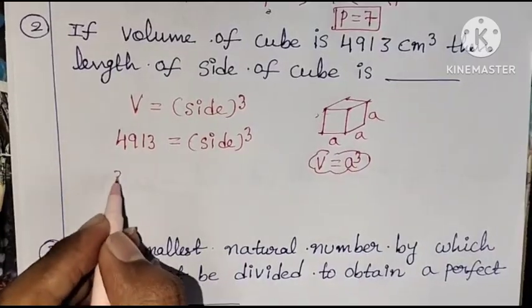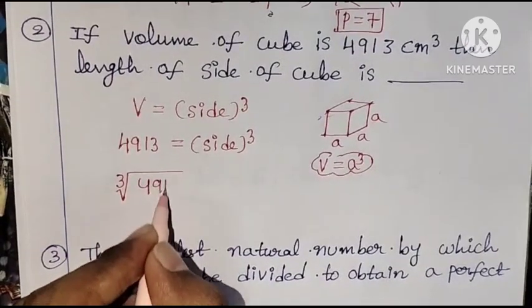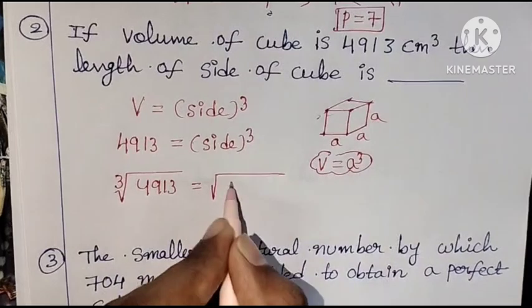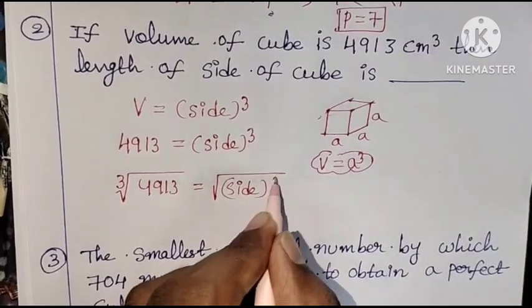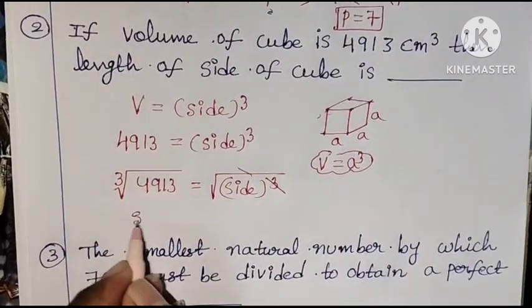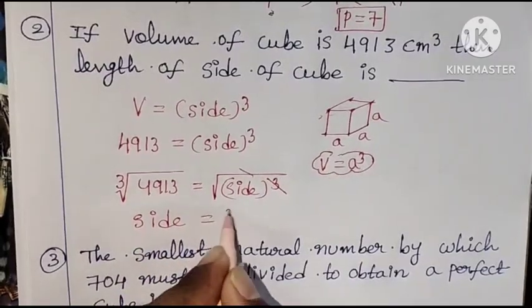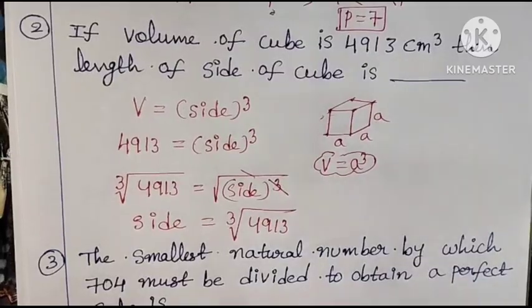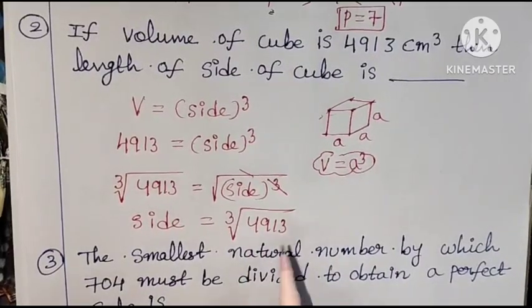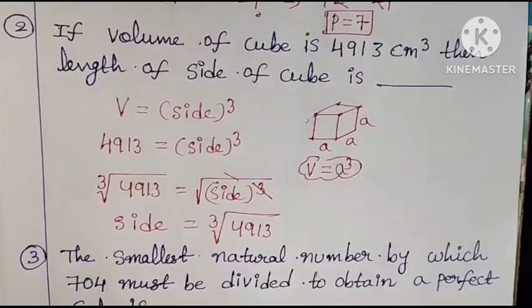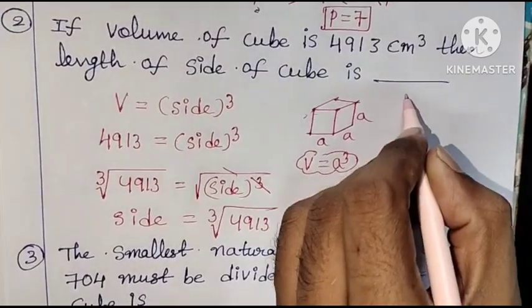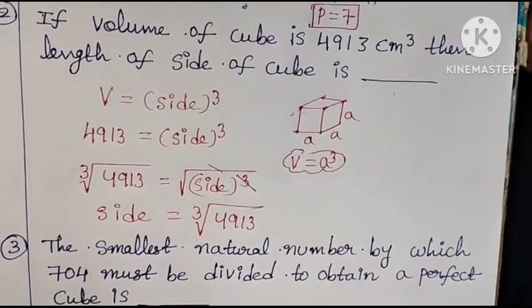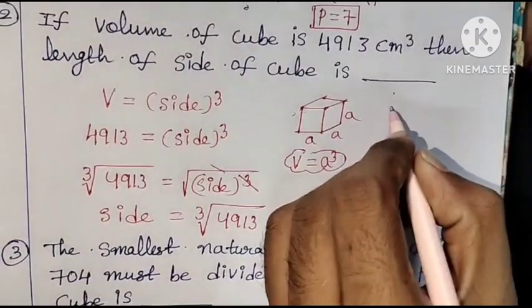Now apply cube root on both sides. Cube root of 4913 equals cube root of side cube. Cube root cancels. Now the length of the side is equal to the cube root of 4913. Now our task is to find the cube root of 4913. So what is the procedure? First write perfect cube numbers up to 1000.